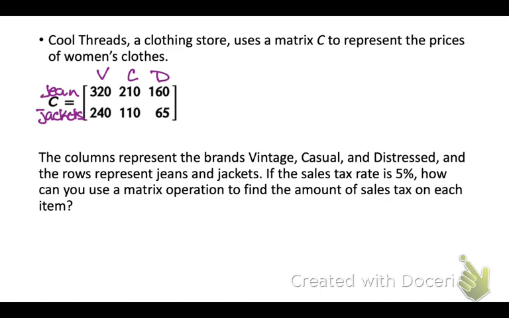Okay? If the sales tax is 5%, how can you use the matrix operations to find the amount of sales tax for each of these? So if I want the 5%, and I want just the sales tax, how do I find sales tax of an item?